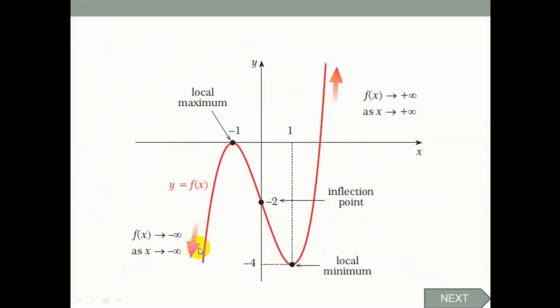So the behavior means the graph will go down on this side, and this side will go up, so the graph doesn't stop. Okay, everyone. And then the inflection point at (0, -2), the local maximum at x = -1, and the local minimum at (1, -4). I hope you understand what I'm explaining today.